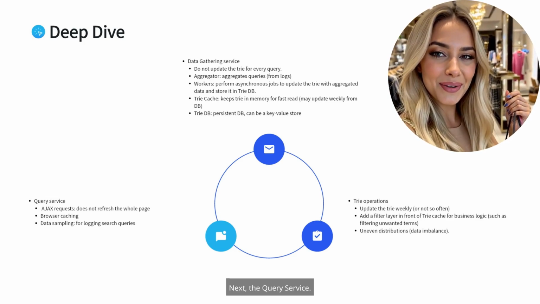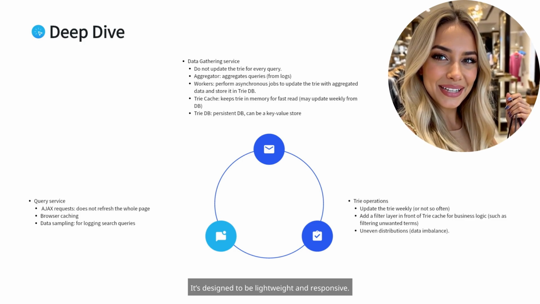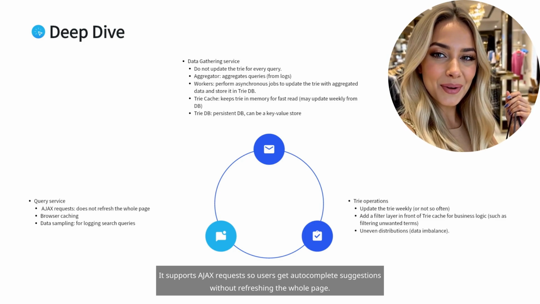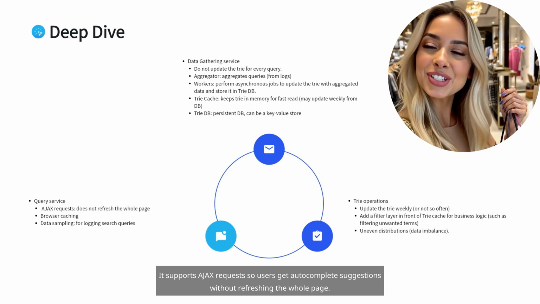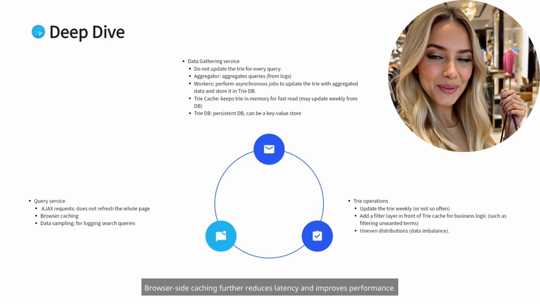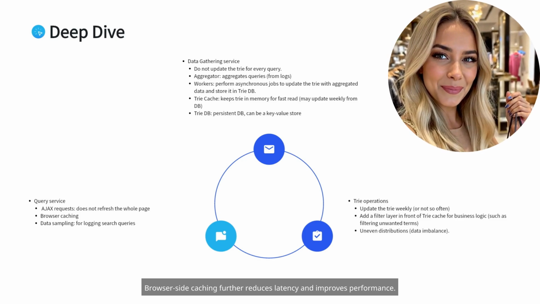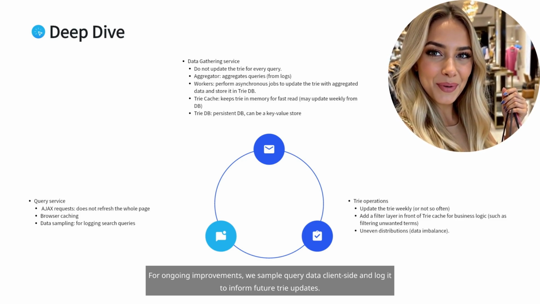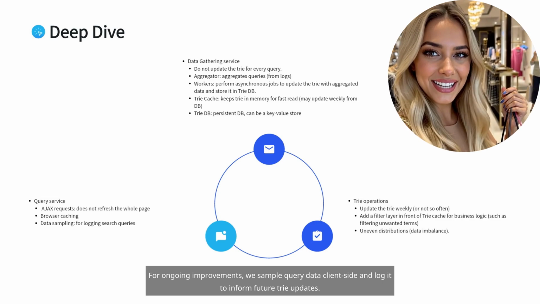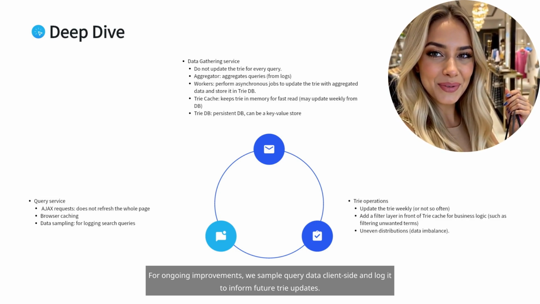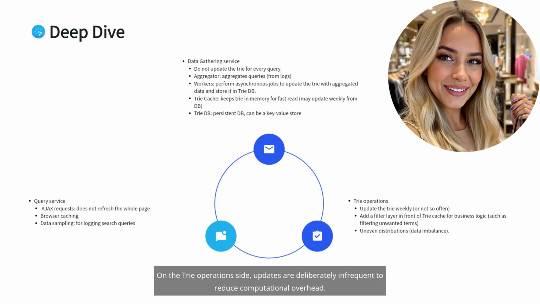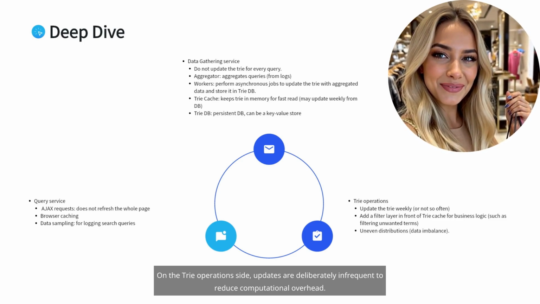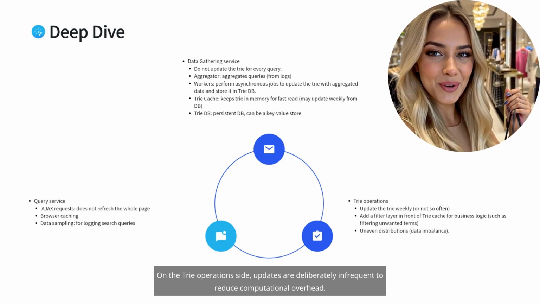Next, the query service. It's designed to be lightweight and responsive. It supports AJAX requests so users get autocomplete suggestions without refreshing the whole page. Browser-side caching further reduces latency and improves performance. For ongoing improvements, we sample query data client-side and log it to inform future tree updates. On the tree operations side, updates are deliberately infrequent to reduce computational overhead.